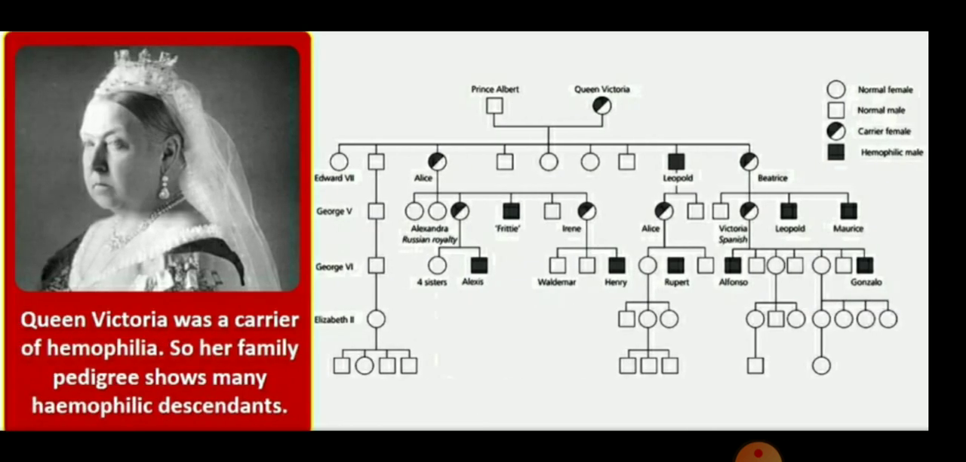So children, Queen Victoria was a carrier of the hemophilia disease. So her family pedigree shows many hemophilic descendants. You can see here in the pedigree analysis, because mainly the disease hemophilia is a sex-linked recessive disease, which shows the transmission from the unaffected carrier female to some of the male progeny.